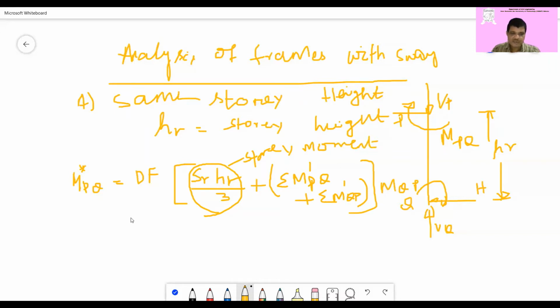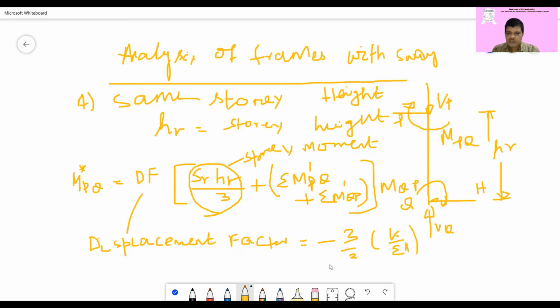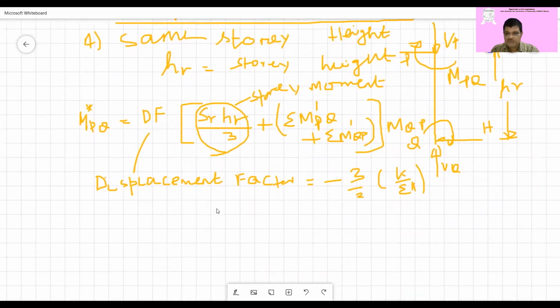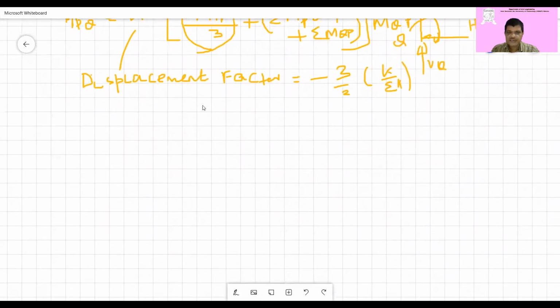Now what is the DF? This DF is known as the displacement factor. We have seen the rotation factor in Kani's method in the case of beams and frames without sway. Now here it is called the displacement factor. The displacement factor is given as minus 3 by 2 times K by sigma K, where K is the stiffness of the member, as you already know. Earlier the rotation factor was minus half K by sigma K. Now it becomes minus 3 by 2 K by sigma K, the displacement factor.